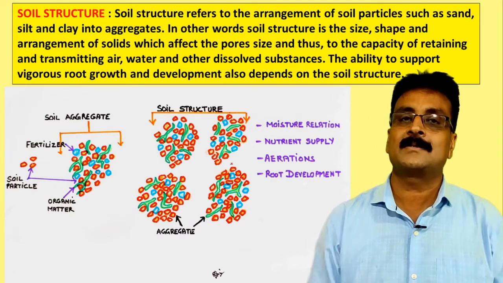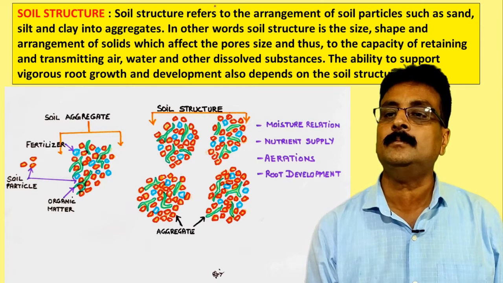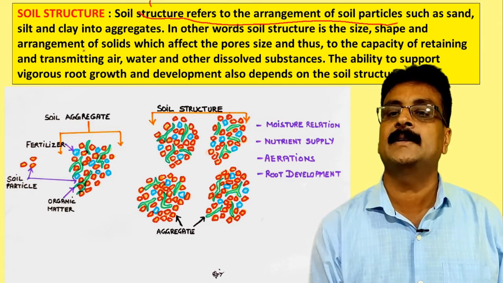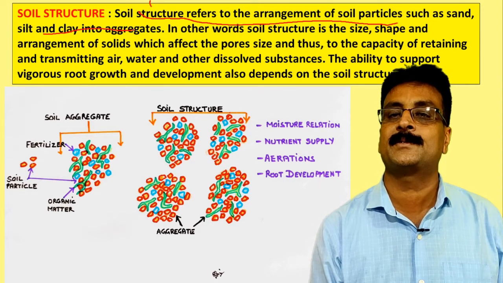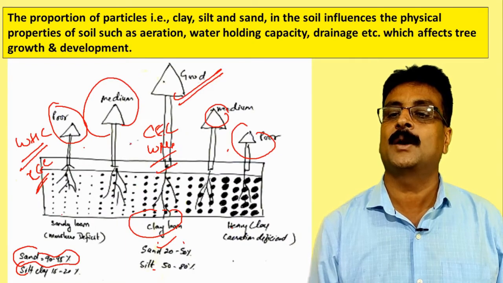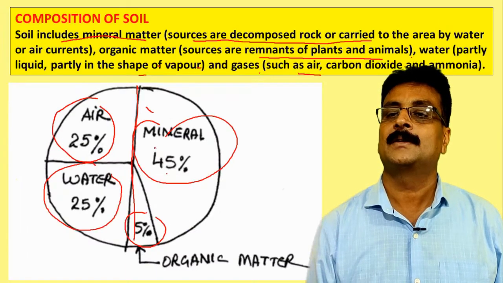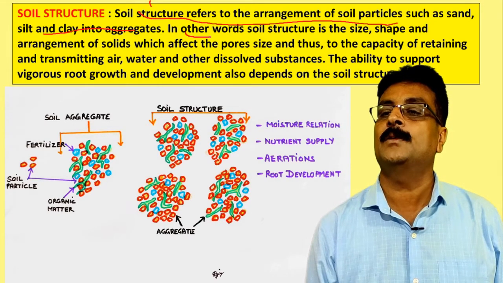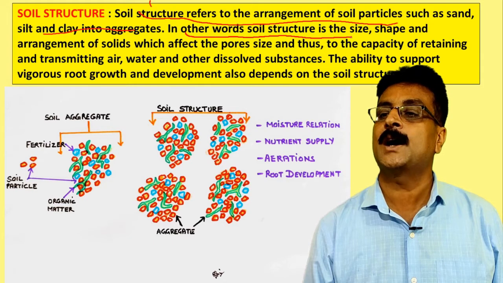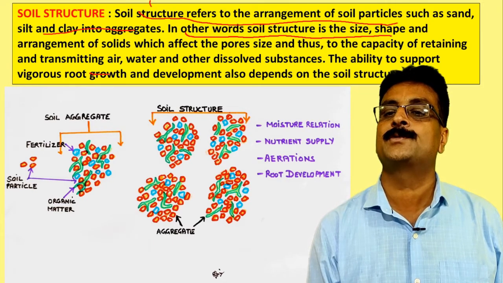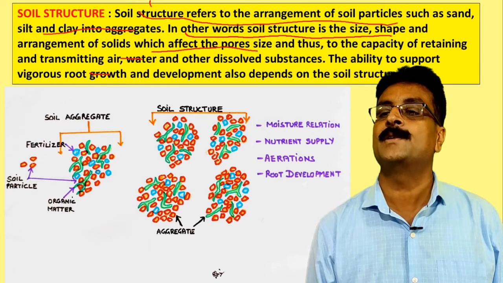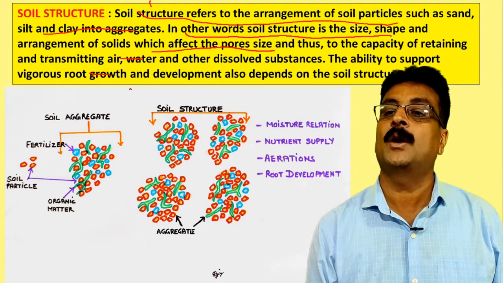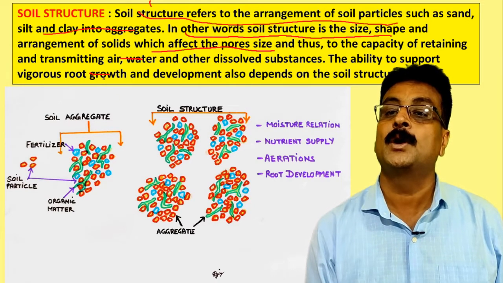So as a forester, let's simplify this soil structure. Soil structure refers to the arrangement of soil particles such as sand, silt and clay into aggregates. So we have just seen the combination of sand, silt and clay into aggregation. In other words, soil structure is the size, shape and arrangement of solids which affects the pore size and the capacity of transmitting air, water and dissolved substances, and the ability to support root growth.